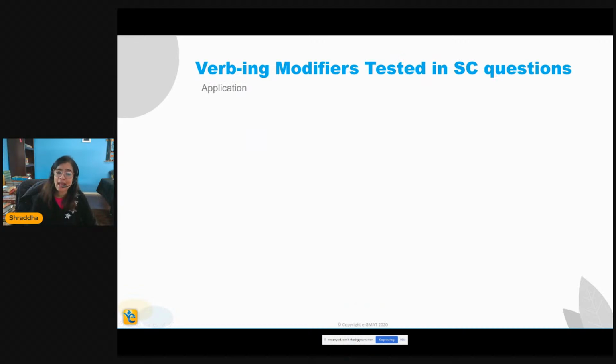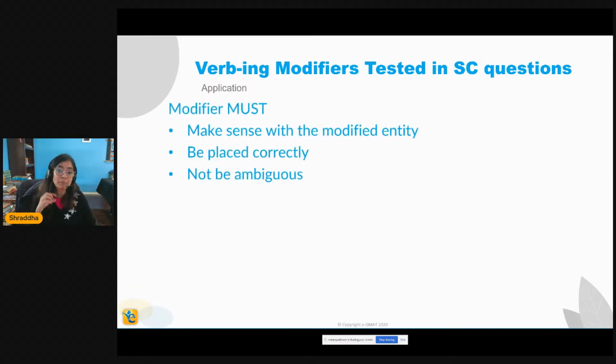Okay, so with this, we have completed the overall concept about verb-ing modifiers acting as a noun modifier and as an action modifier. Now what we are going to learn is how to apply them, and we will do so in a few minutes through the 4 official questions that I have for you in this session today. These are the few points that you must keep in mind while you are analyzing a sentence for the usage of the verb-ing modifiers.